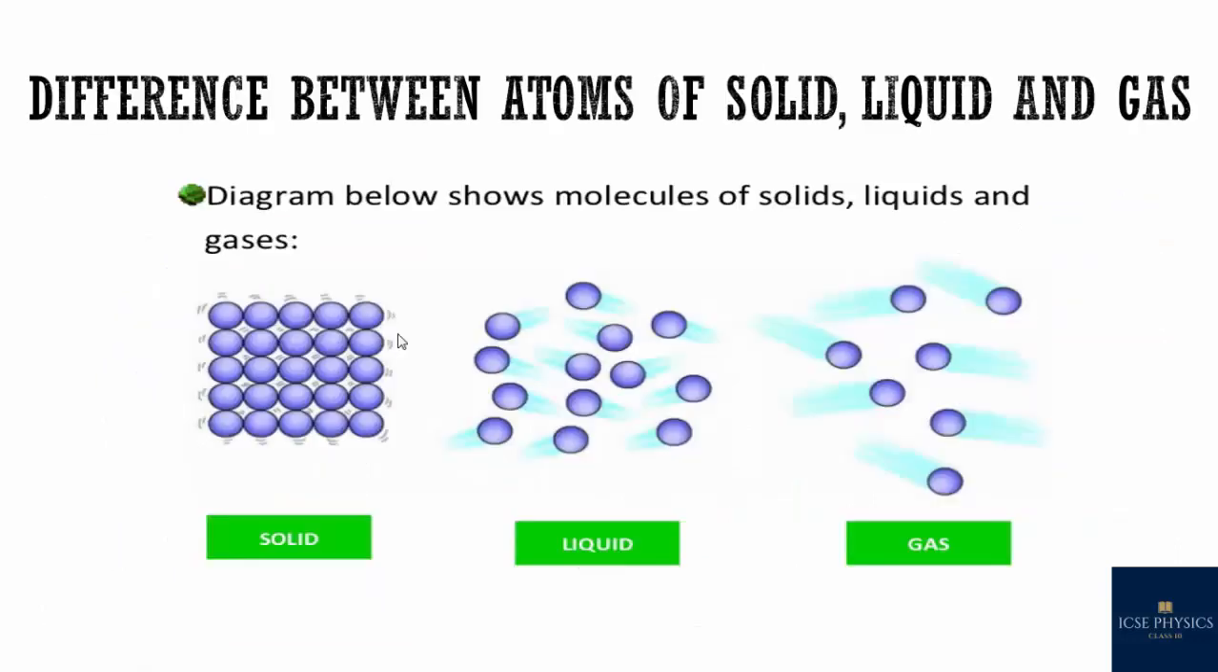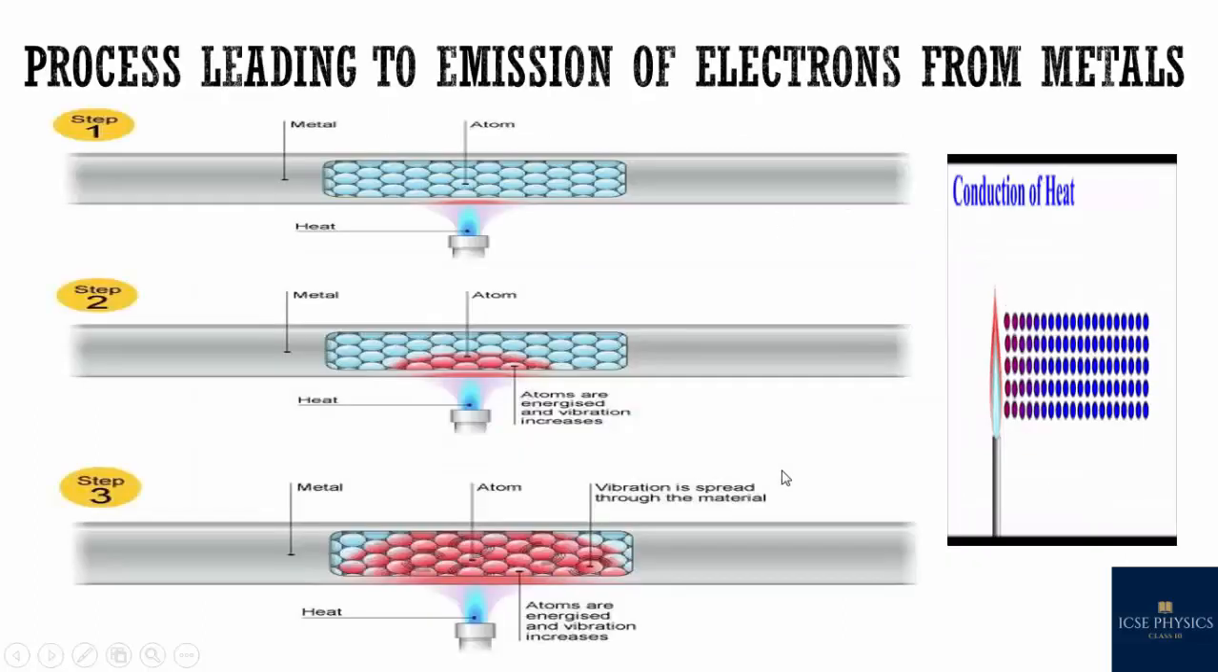Now what is the difference between atoms of solid, liquid and gas? The following diagram shows the molecules of solid, liquid and gases. As we can see from this figure, the atoms in a solid are very closely attached to each other. The force of attraction between the atoms of a solid is very strong, whereas in a liquid the force of attraction is weak, and in gas it is the weakest. So this is the difference between atoms of solid, liquid and gas.